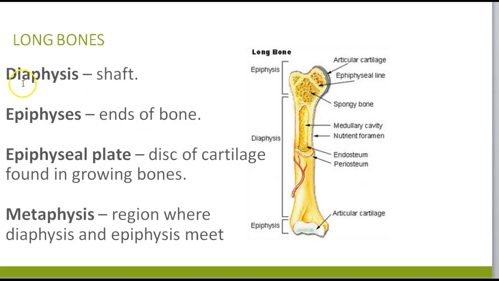So as you see here, we've got the diaphysis, which is the shaft, the epiphysis, which is the end of the bone, the epiphyseal plate, which is the disc of cartilage found in growing bones, and the metaphysis, which is the region where the diaphysis and the epiphysis meet. So a lot is going on there, but yes, that's the makeup of a long bone.